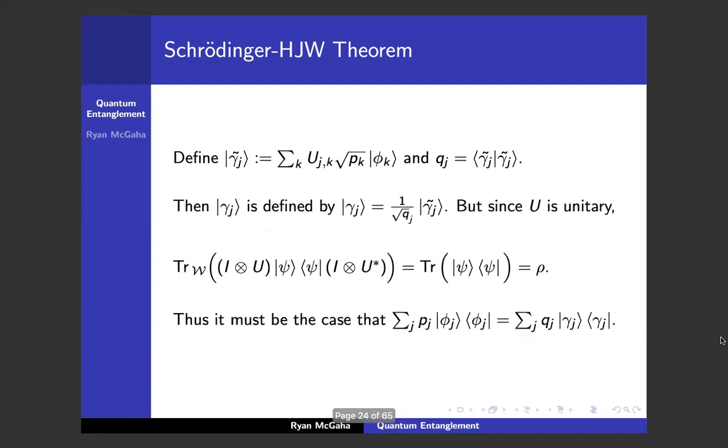So what this means is that the sum over the pj phi is actually equal to the sum over the qj with the gamma j. So these two have to be equal. And since before we defined the sum of the pj phi as rho, that means that my sum of the qj gamma j is also equal to rho. So we found ourselves another pure state ensemble.